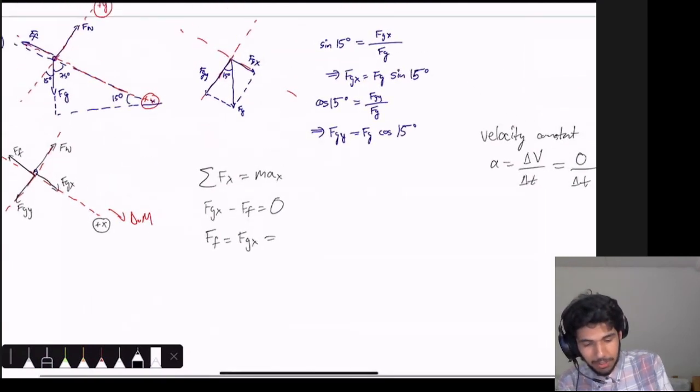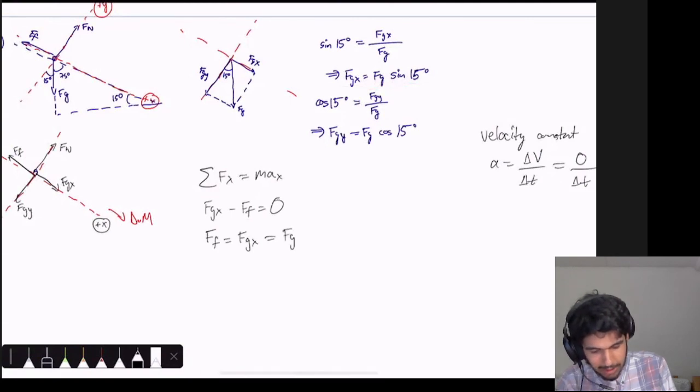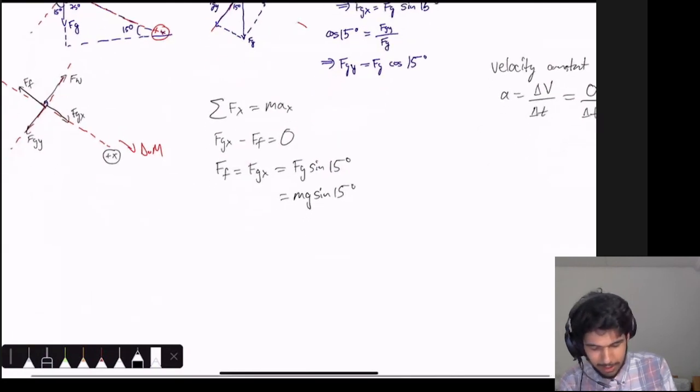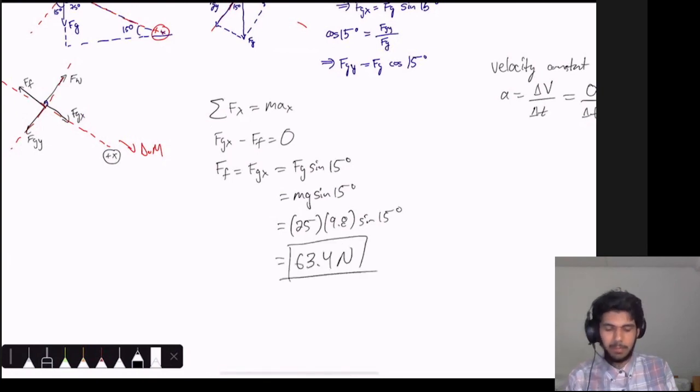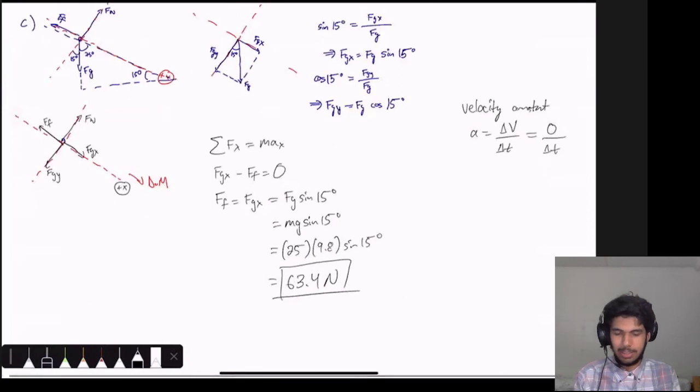And well, we just solve for Fgx up here. That's equal to Fg sine of 15 degrees. And we know that is equal to mg sine of 15 degrees. And we were given everything here. The mass of the sled was 25 kilos, gravity 9.8, sine of 15 degrees. We can simplify that a little bit to get 63.4 newtons. And that's our answer to that.